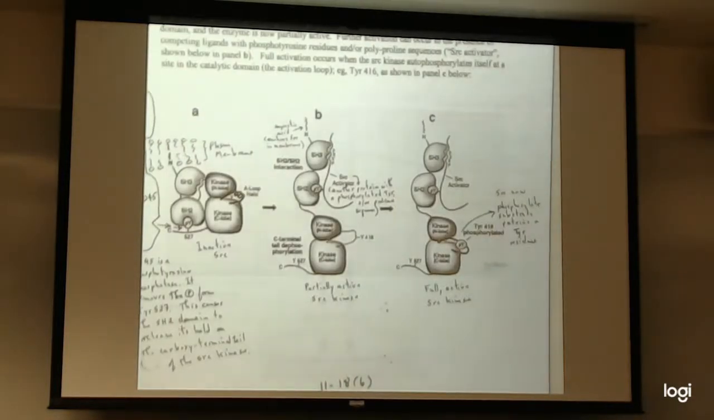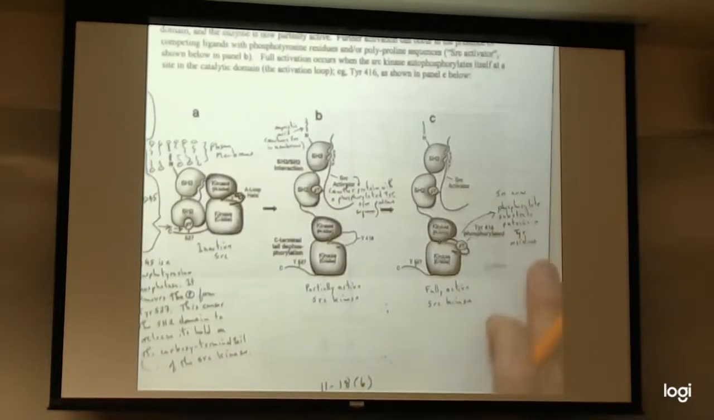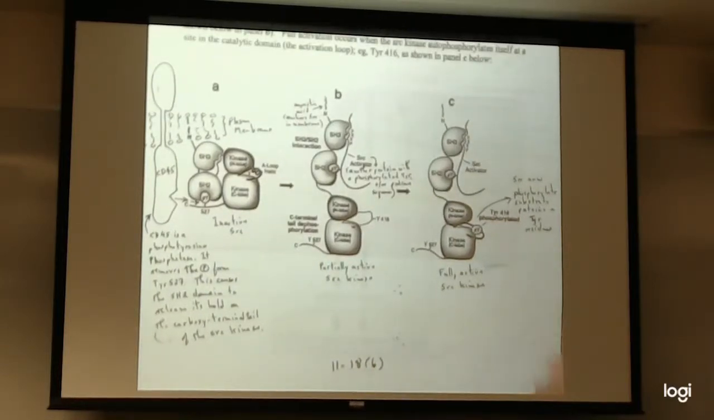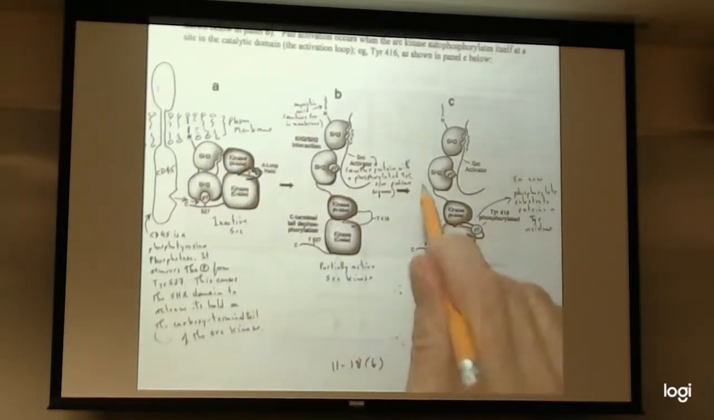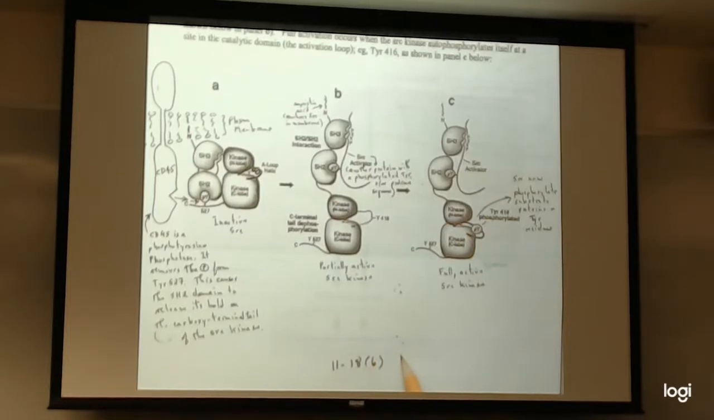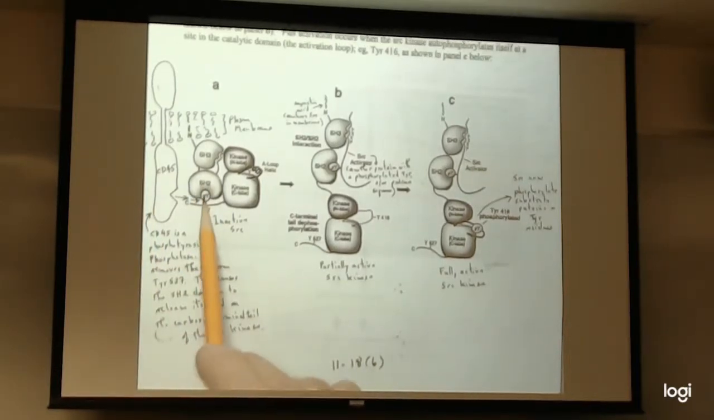I want to introduce some more details on this story, but I promise you I will not ask you a question on all this detail. On page 11, 18B, it's showing that CD45 cuts that phosphotyrosine.